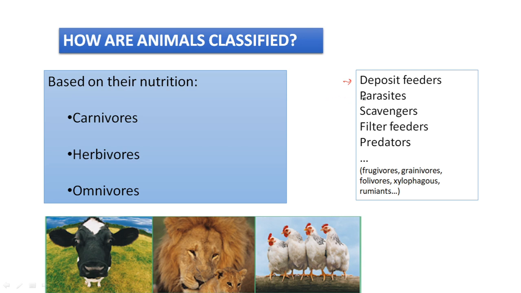Also, you can find some animals that are parasites, like the mosquito. These animals feed on other animals, like the mosquito that sucks blood from mammals, basically, cows or human beings. They produce damage, harm the other animal.